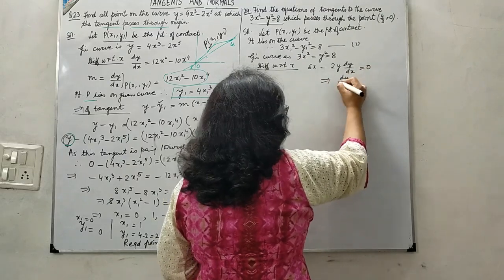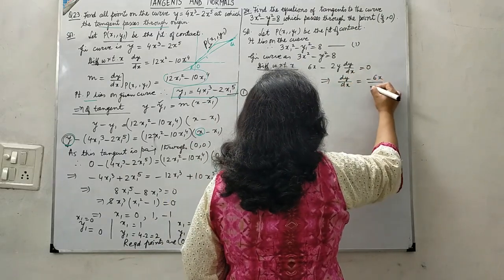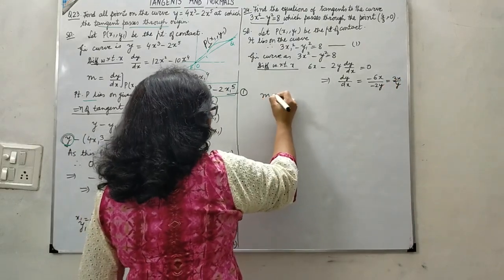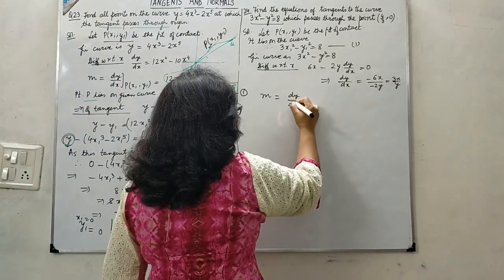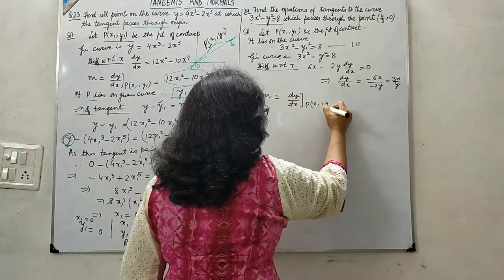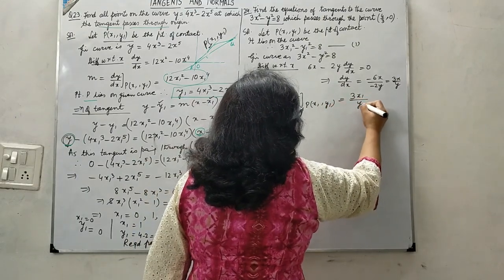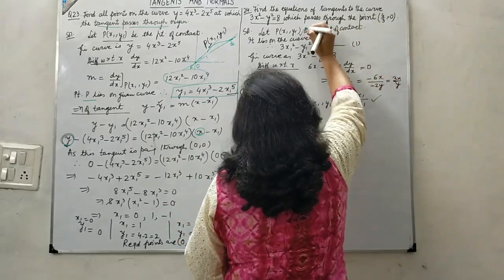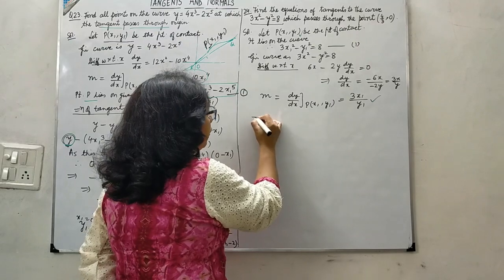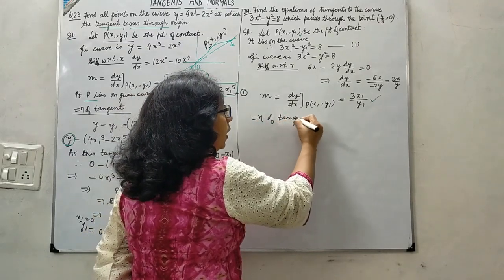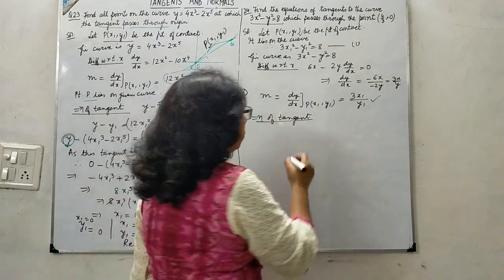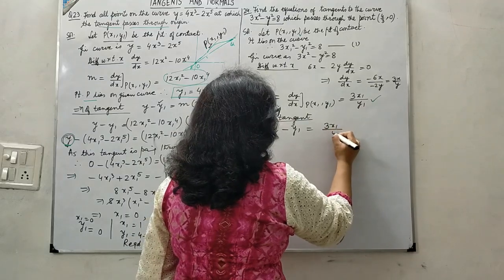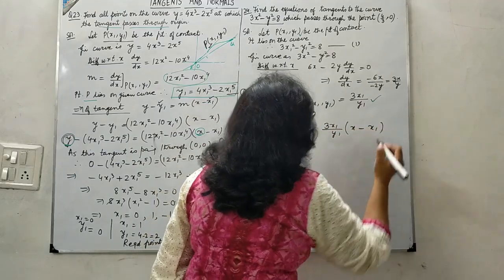From here, dy by dx will become minus 6x by minus 2y, that is 3x by y. And the slope of the tangent at this point of contact P(x1, y1) is 3x1 upon y1. This is the slope of the tangent and this is the point of contact. With the help of this, I can find the equation of the tangent, again using the formula y minus y1 equal to m times x minus x1. This is y minus y1 equal to 3x1 by y1 into x minus x1.